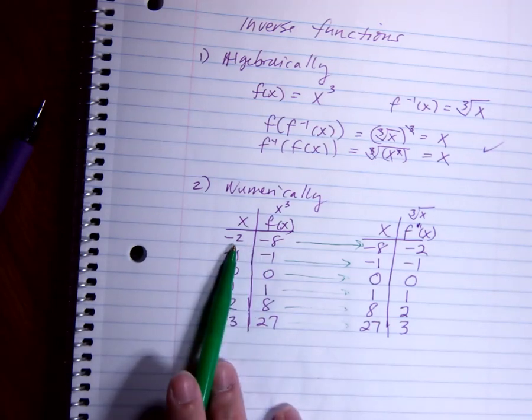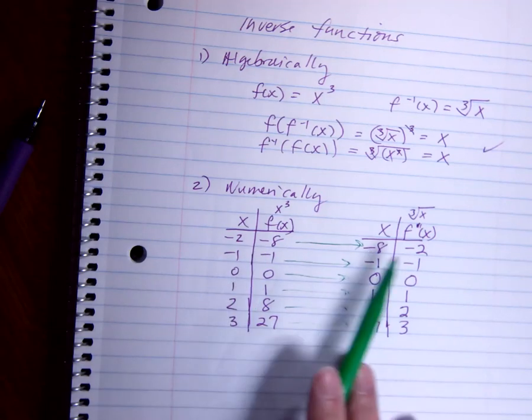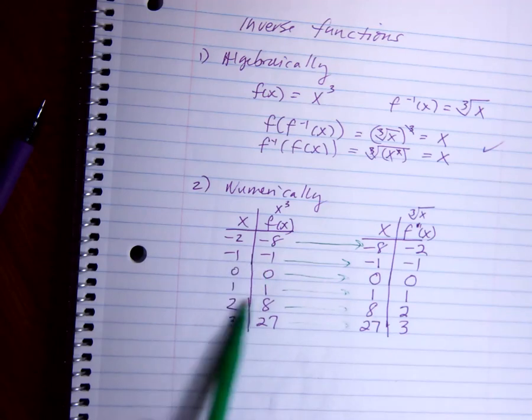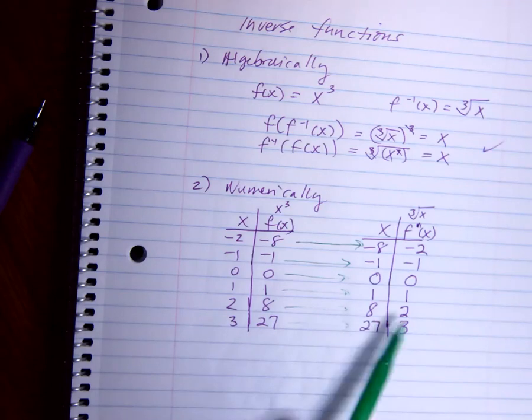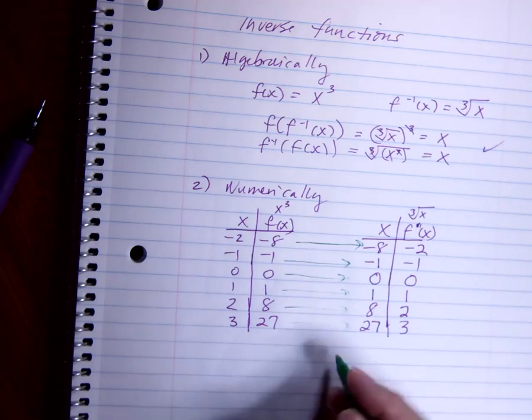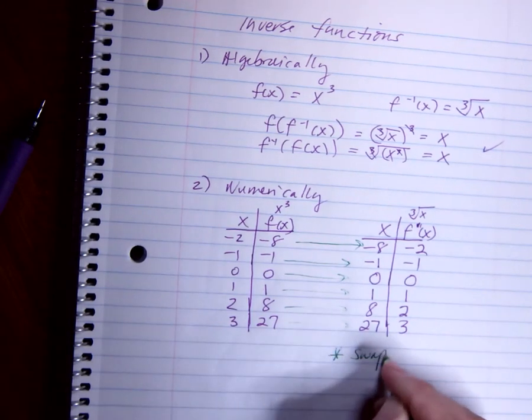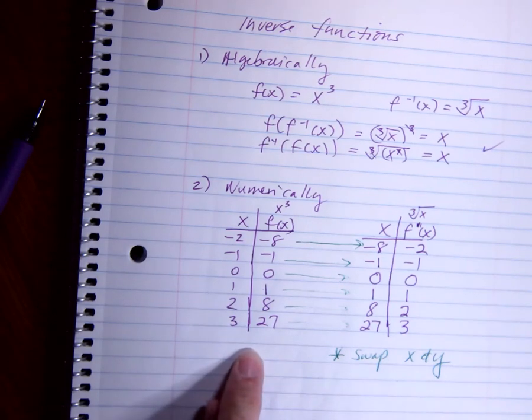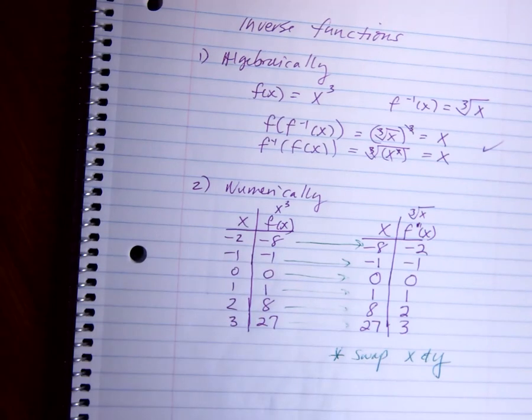So in this first ordered pair that was -2, -8, it became -8, -2. It's harder to tell when you're swapping x and y when they match. So these three are here, but they're not as helpful to this particular pattern. But when I jump down to 2, 8, you'll see it becomes 8, 2. And then 3, 27 becomes 27, 3. So basically our pattern is to swap x and y when you are doing these numerically. So if you're given a set of ordered pairs and asked to find the inverse, all you need to do is swap the x and y.